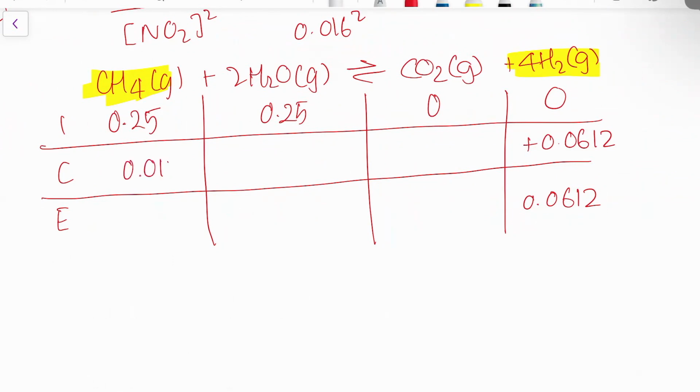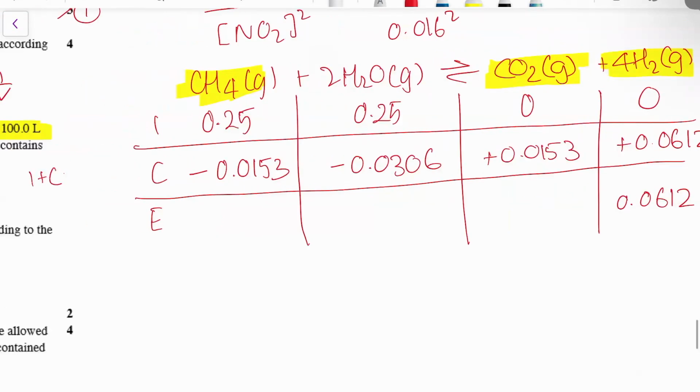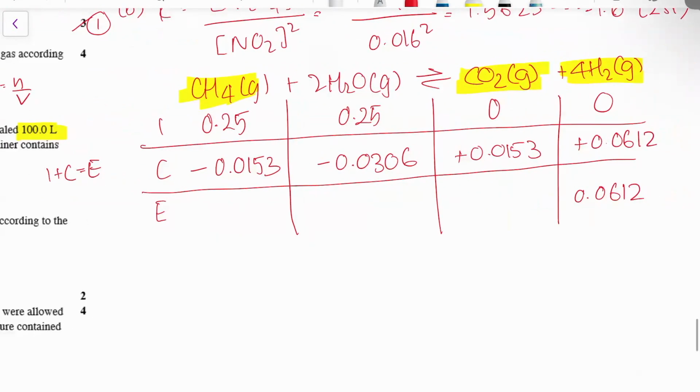Minus. 0.0153 minus. And then CH4 and CO2 is a 1:1 ratio, but it's on the other side. So that'll be plus 0.0153. And then what will the change for the H2O be? That'll be minus 0.0306. Yes, 0.0306. So then I plus C gives you E. So what's my equilibrium values?